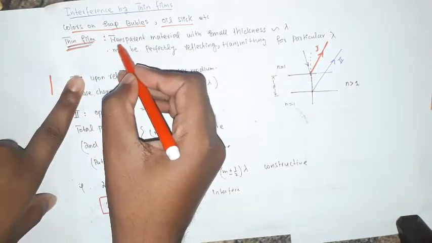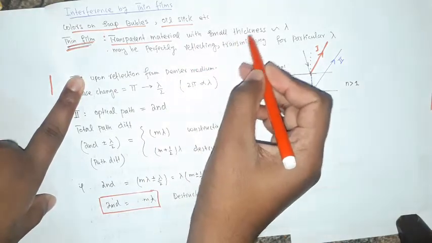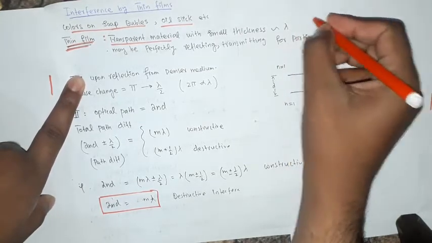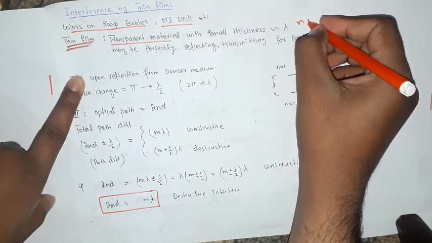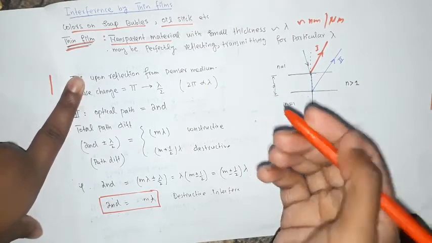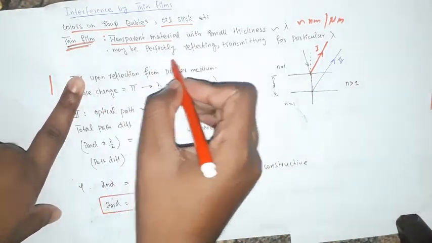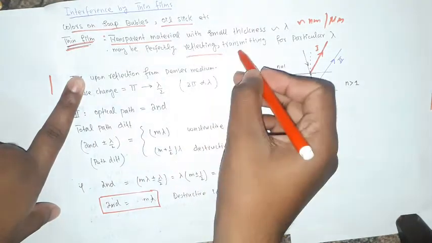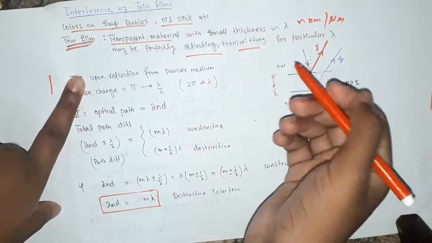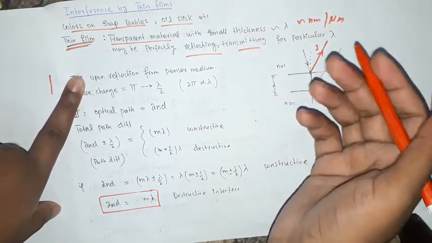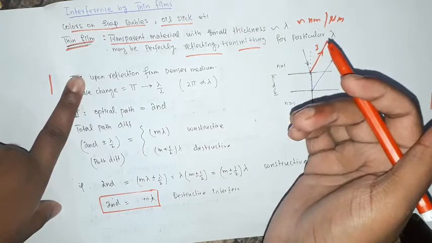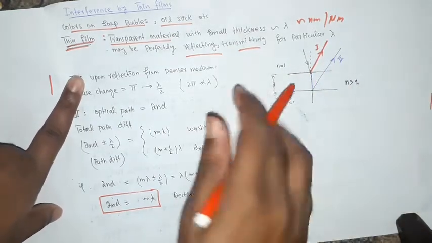So a thin film is a transparent material with small thickness of the order of the wavelength of light. Maybe this thickness should be of the order of a few hundred nanometers or a micrometer. If we have such a material, this will be known as a thin film. And this thin film may be perfectly reflecting or perfectly transmitting for a particular wavelength. For example, if you have a green light, this thin film can act as a perfectly reflecting material, or for another wavelength it can be perfectly transmitting. This we will discuss next.